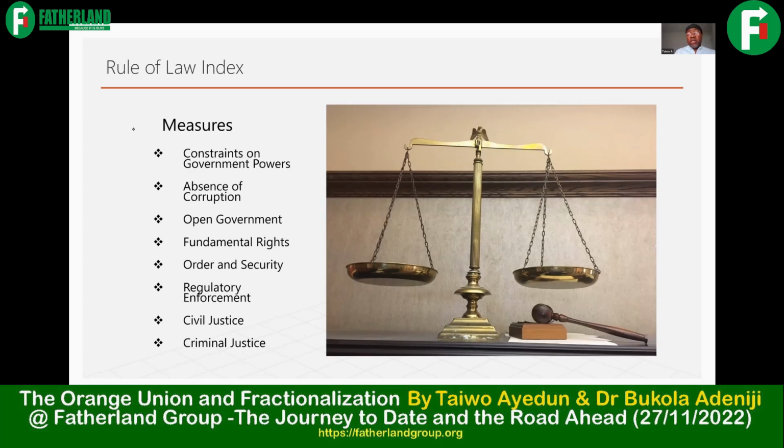The Rule of Law Index is a compendium of countries across the world measured according to the constraints on government powers. And this is very critical. We don't want runaway government, even though every citizen cannot be involved in government. We have to have representatives, but those representatives cannot just run away and do anything they want. So we have to have constraints on their powers. So the Rule of Law Index measures that. It measures also absence of corruption, open government, the access that people have to their government, fundamental rights, order and security, regulatory enforcement, civil justice, and criminal justice.